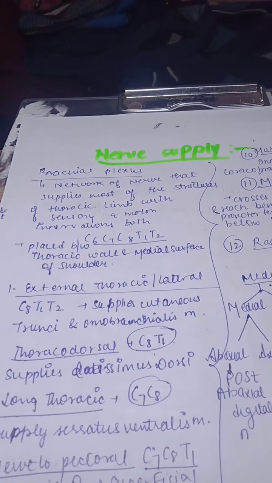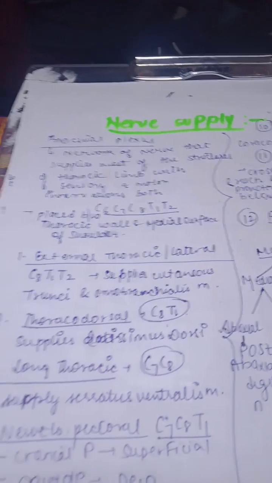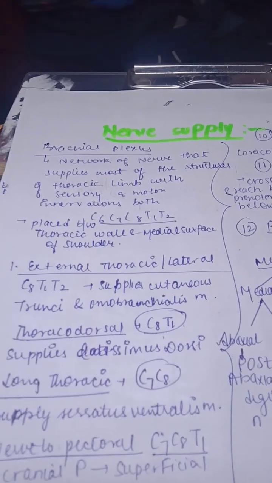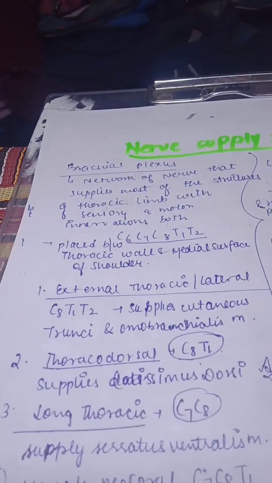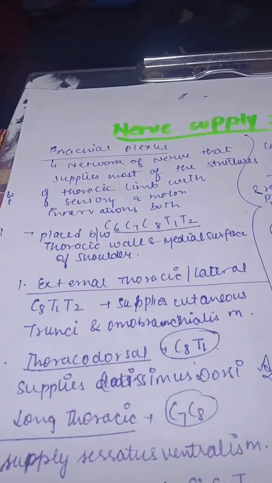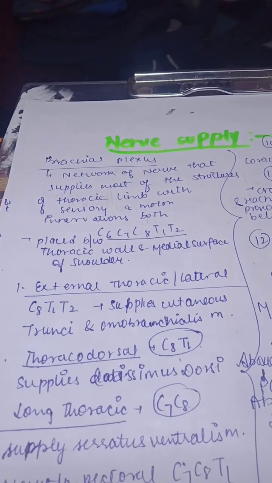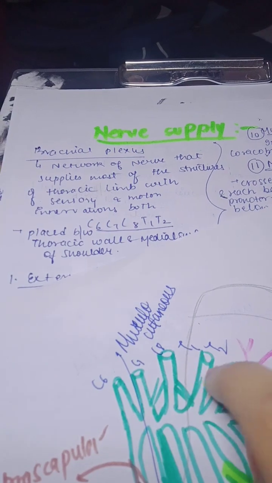Hello everyone, today we are going to start with nerve supply of the forelimb. So what is nerve supply of forelimb? It starts with brachial plexus. Now what is brachial plexus? It is a network of nerves that supplies most of the structures of our thoracic limb, your forelimb, with both sensory and motor innervations. So it is placed between C6, C7, C8, T1 and T2.